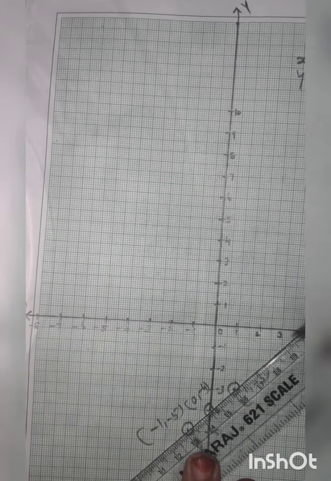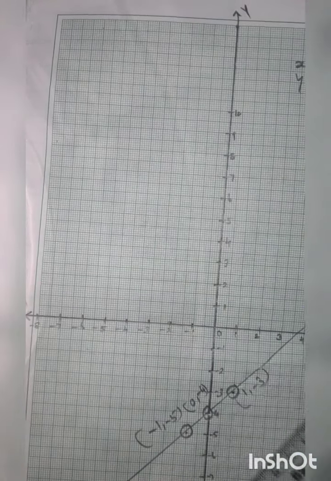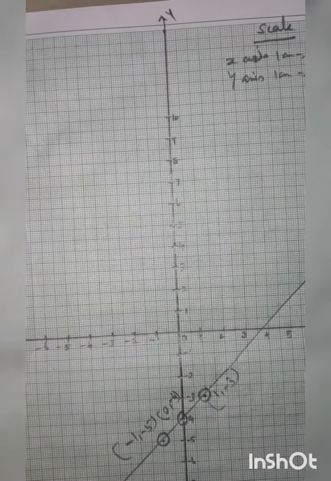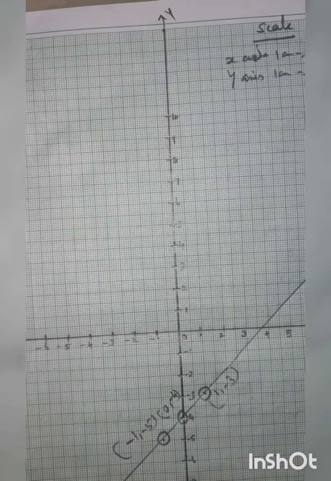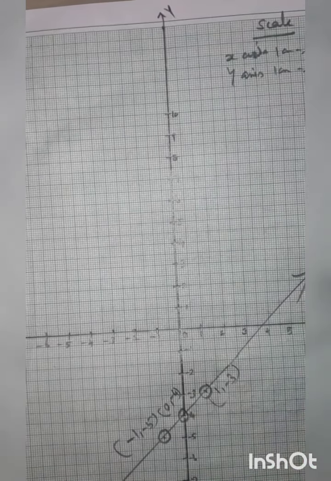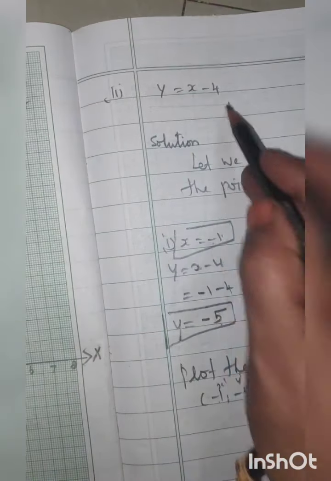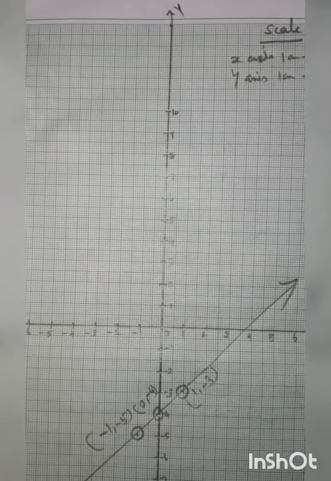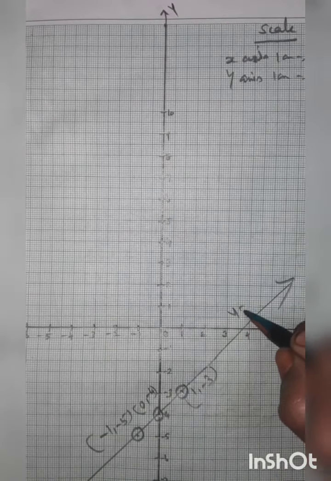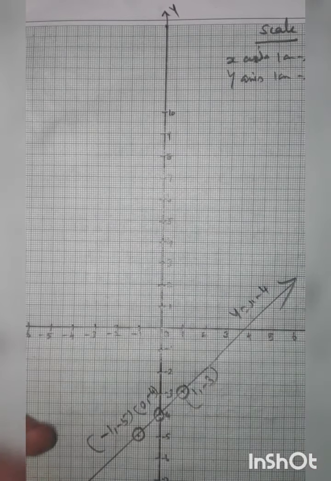Scale keep and bigly you join the lines. See there? Join the line. Three points also meeting points. Now, what is the equation? Question: y equal to x minus 4. You write this question there: y equal to x minus 4. That's all over the sum.